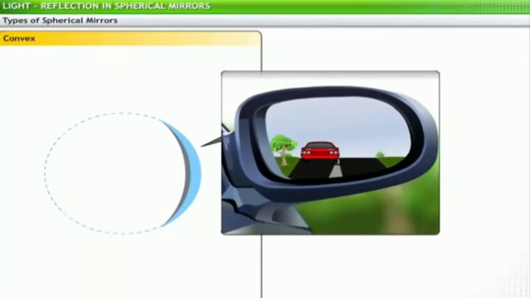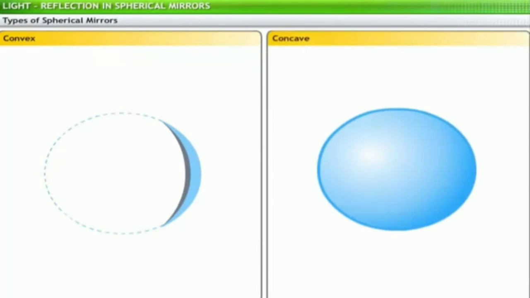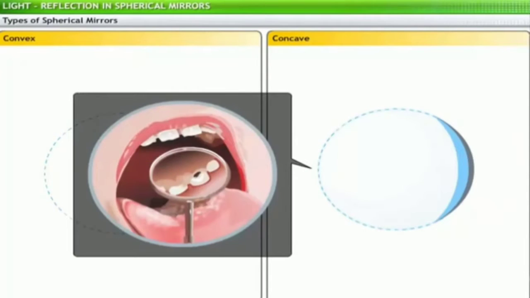Convex mirrors are usually used as rear-view mirrors in automobiles. A concave mirror reflects light from its inner spherical surface and has a silver coating on its outer surface. Dentists usually use concave mirrors to examine teeth.